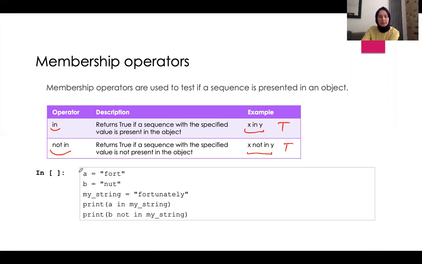So let's look at those examples here. We have a equals 'fourth', b equals 'not'. And we have a string here, which is 'fortunately', and we have the use of the membership operator here, which is in. When we say a in my string, if 'fourth' is inside this, then it will produce true. And then we have b not in my string. So if b, which is 'not', as you can see, is not in the string, then this will produce true as well, because b is not in my string here. When you run this piece of code, those are the results you will get.